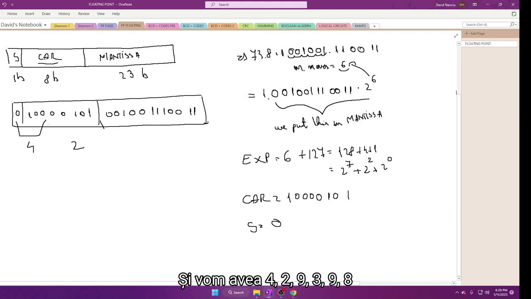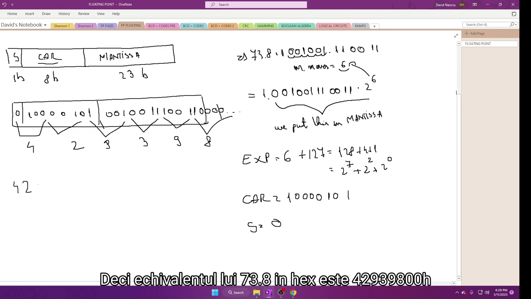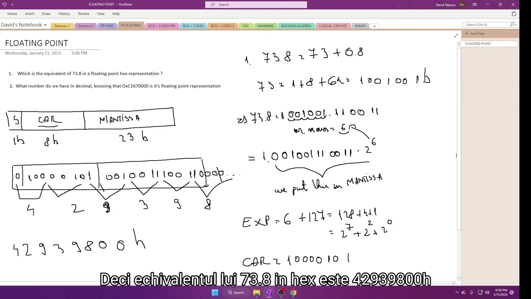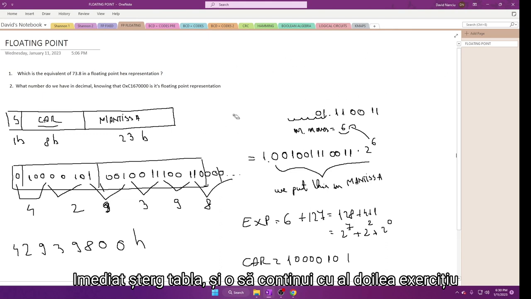So we group these 4 like this and it gives us a 9, then we group these 4 like this and it gives us a 3, then those 4 give us a 9. And this being 0, 0, 0, 0, grouping the next 4 gives an 8. So the equivalent of 63.8 in a floating point hex representation is 4, 2, 7, 9, 3, 9, 8, 0, 0 in hex. Great. Let me erase this fast and go on to the second exercise.